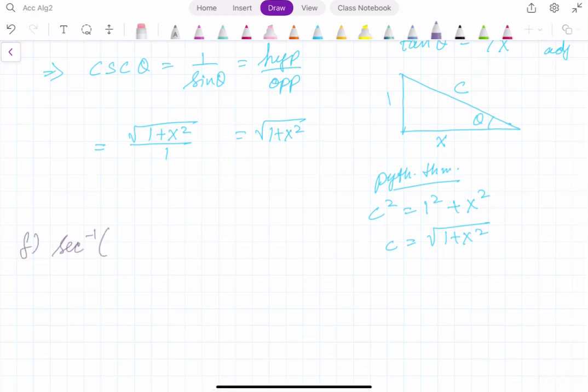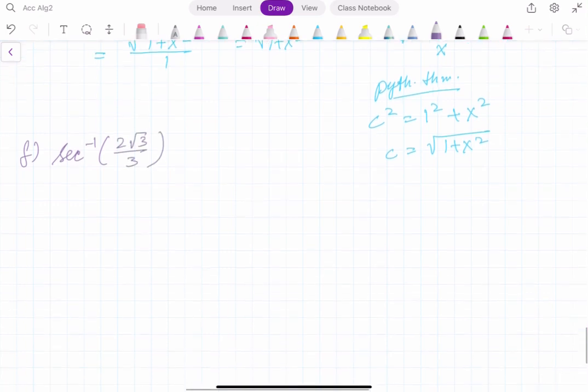Okay, let's take secant. Now, secant inverse. So it is not a composite function, right? If I have to write in terms of cos, I need to flip the angle. So it will be 3 divided by 2 radical 3, but I need to rationalize it.